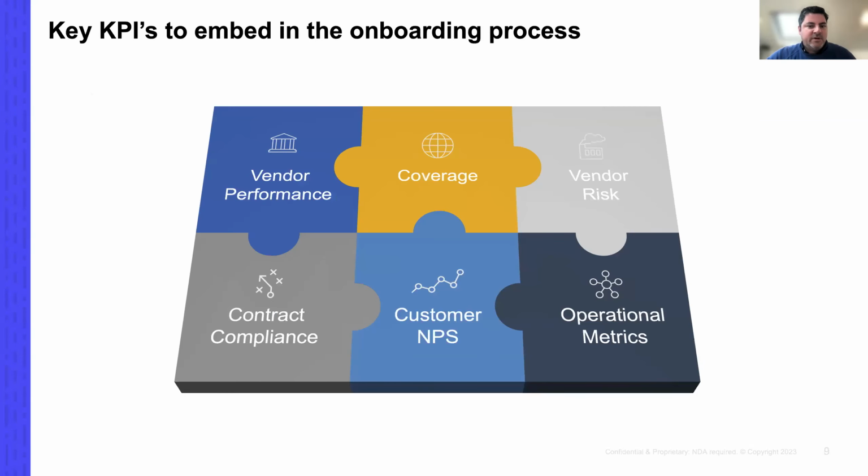Okay, so what are some of the key KPIs specifically within the onboarding process that I think we should look at? So vendor performance is absolutely key, and by this I mean something like, what are their SLAs? What are we going to hold them to account for? What compliance are they liable to and are going to pass towards us? What are things like their response times? What are their quality ratings, etc.? So we need to make sure that we're working with someone credible fundamentally.